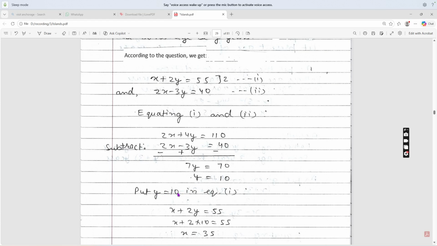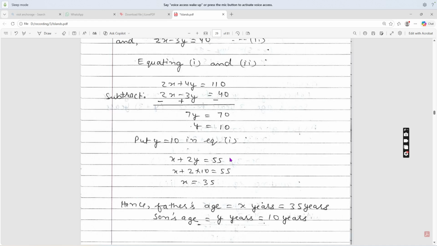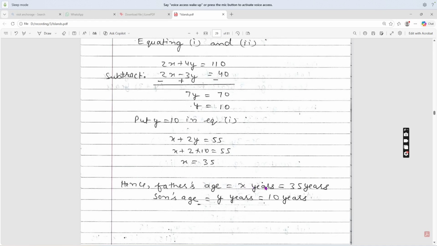Now we are going to put y is equal to 10 in equation 1. What is the first equation? First equation is x plus 2y is equal to 55. Now y is going to be replaced by 10. So 2 into 10, that is 20. 55 minus 20, that is 35. So x is equal to 35 and y is equal to 10. Hence, father's present age is equal to x years, that is 35 years, and son's present age is equal to y years, that is 10 years.